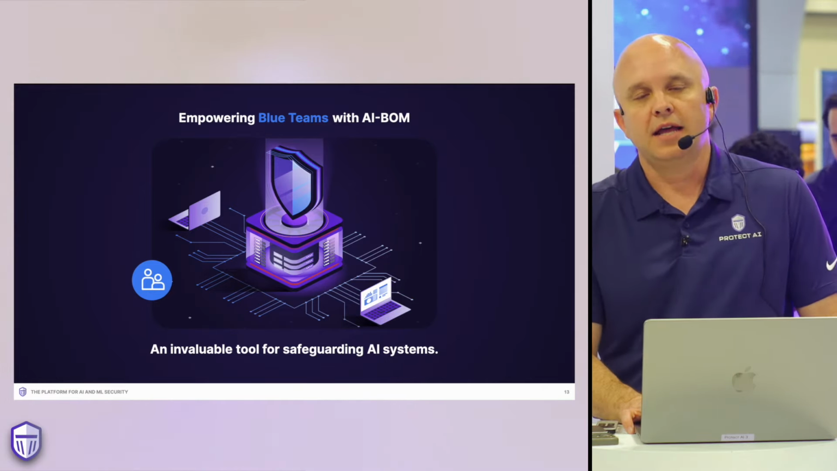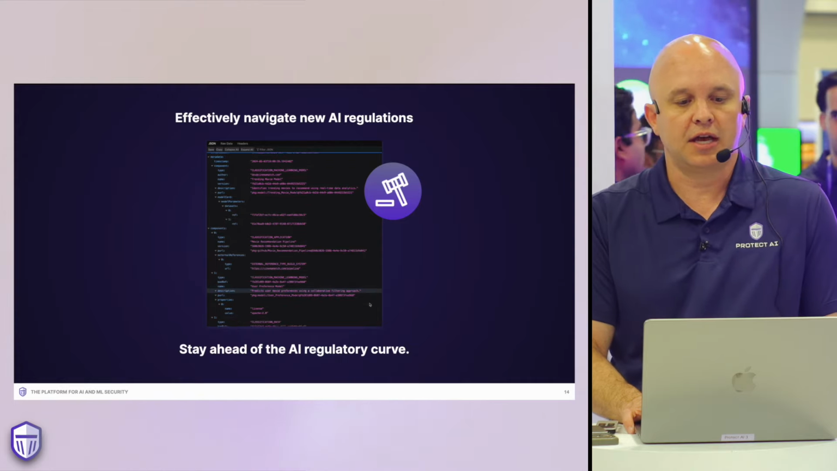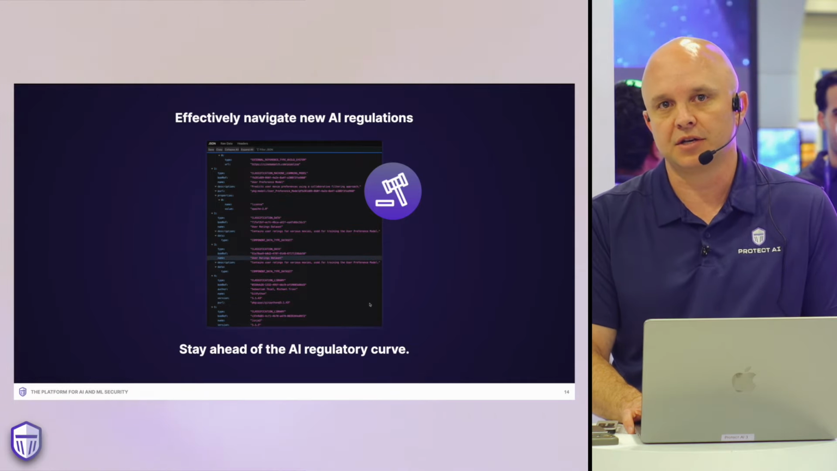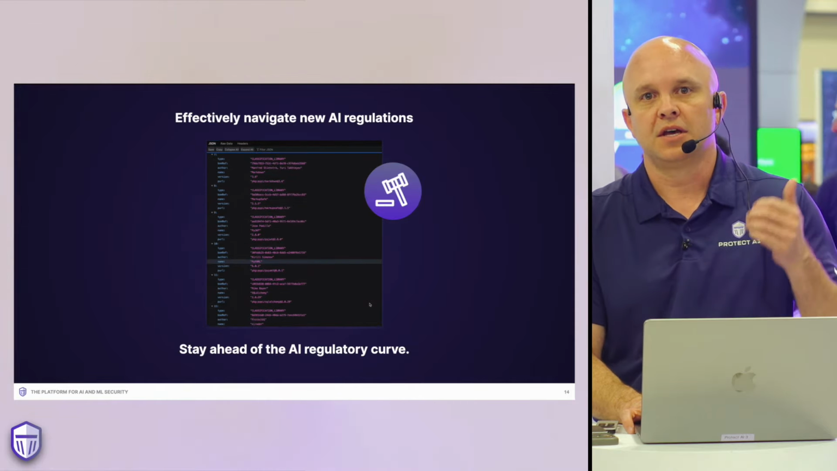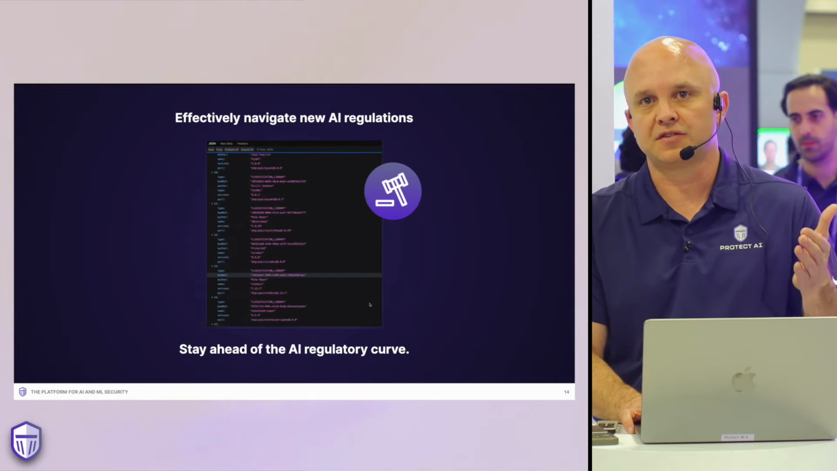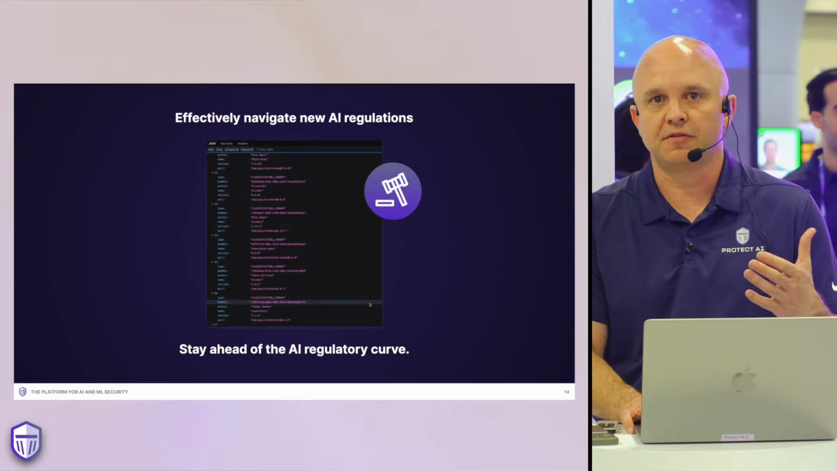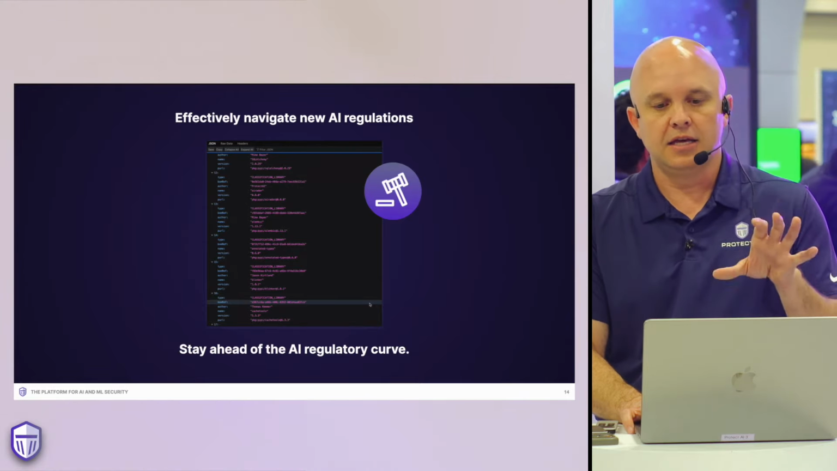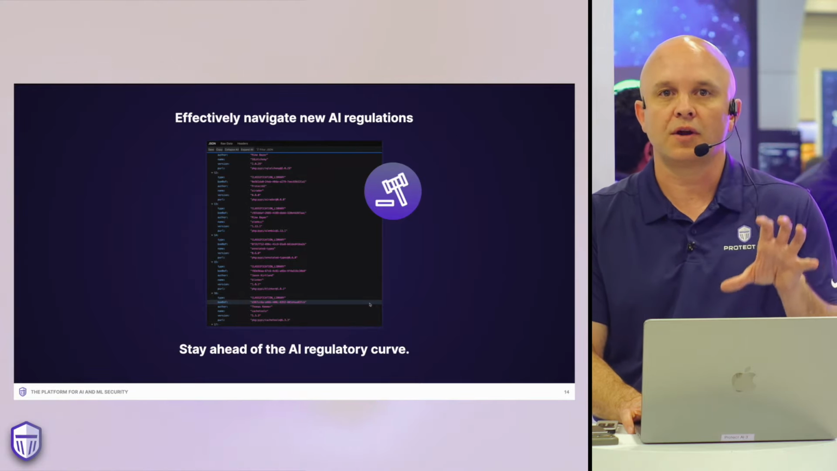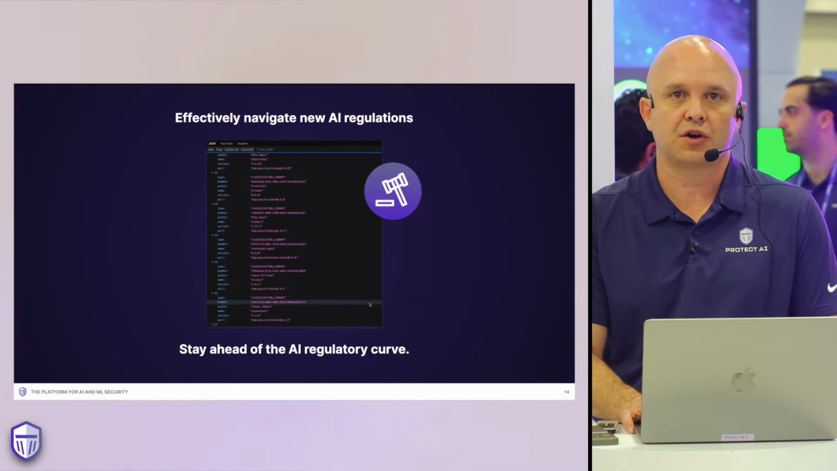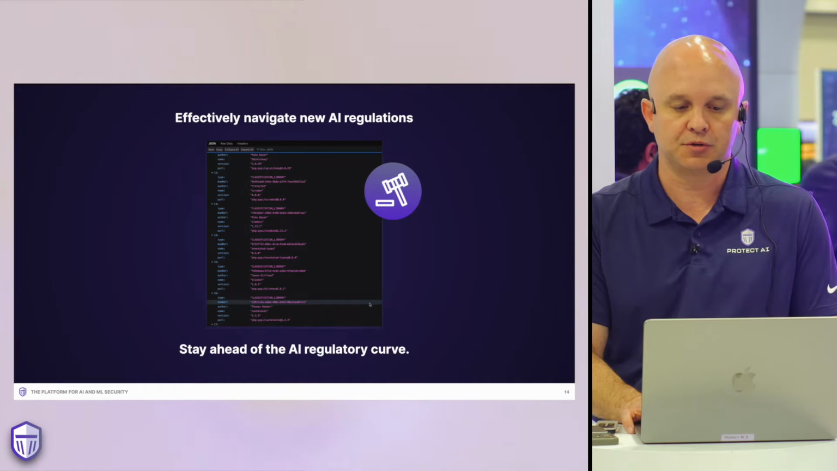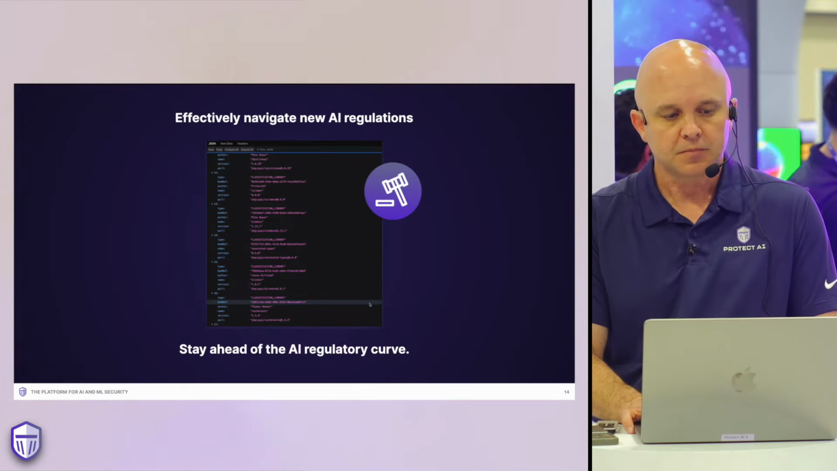And of course, an AI-BOM is key to managing and effectively navigating new AI regulations. Whether you are worried about SEC compliance rules, Federal Reserve SR 11-7, Department of Energy components, or other elements, the regulation of AI is already here today. You can stay ahead of the AI regulatory curve with an artificial intelligence bill of materials, or AI-BOM.